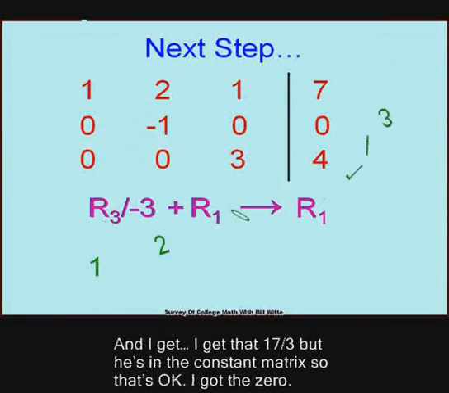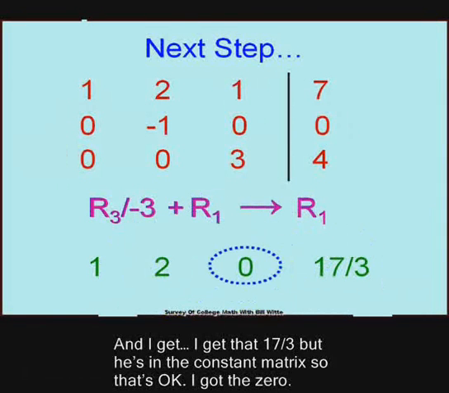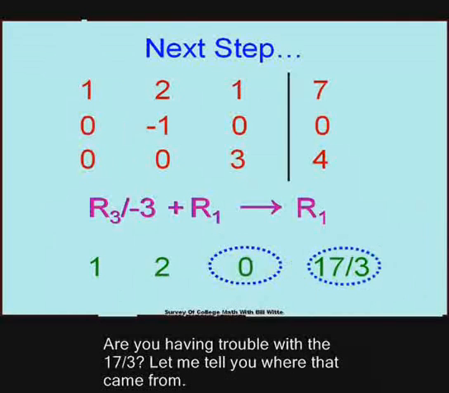What am I going to get? I had to do a little bit of craziness, didn't I? I had to do a little bit of craziness because I got that 17/3. Now, wait a minute. I got the 0. You having trouble with the 17/3? I'm trying to think, but nothing happens.